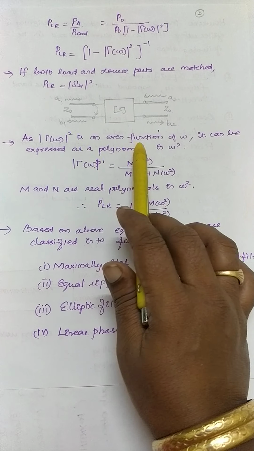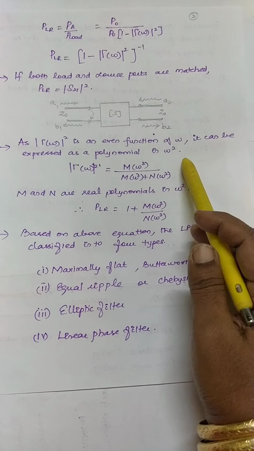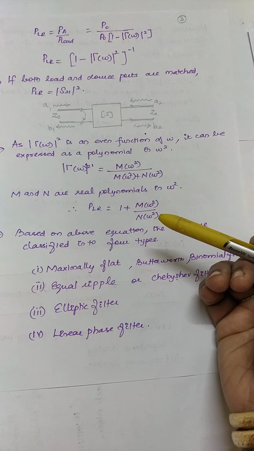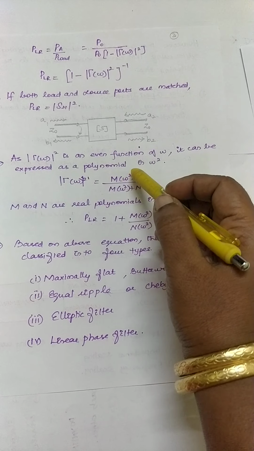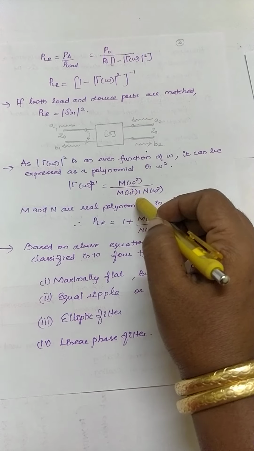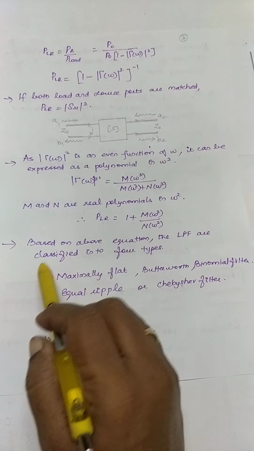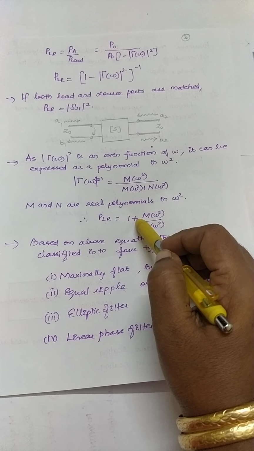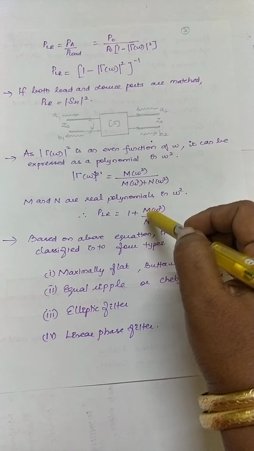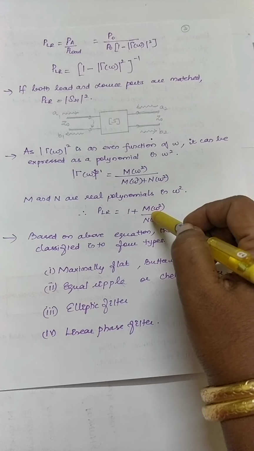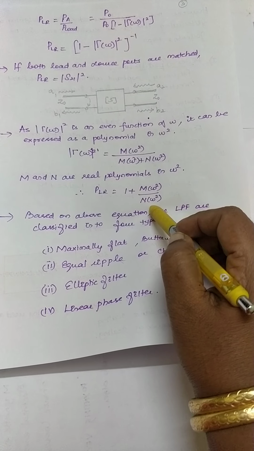As rho of omega square is an even function of omega, it is a polynomial in terms of omega square. Then how do we write the equation? We write rho of omega square is equal to M of omega square divided by M of omega square plus N of omega square. This you would have already learnt in DSP. So I can rewrite this equation in real polynomials as 1 plus M divided by N, that is 1 plus M of omega square by N of omega square.